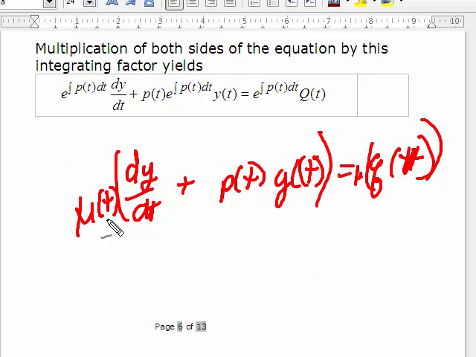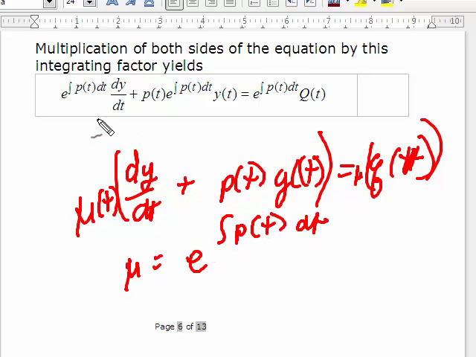Okay, and now I've written it out here. Remember, the integrating factor is e to the integral of p of t dt. So I'll highlight the integrating factor here for you. It's right here, put in the middle here for a reason, and over here. So that's all I've done, is multiply through by the integrating factor.